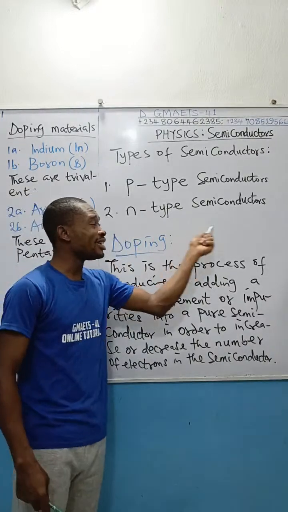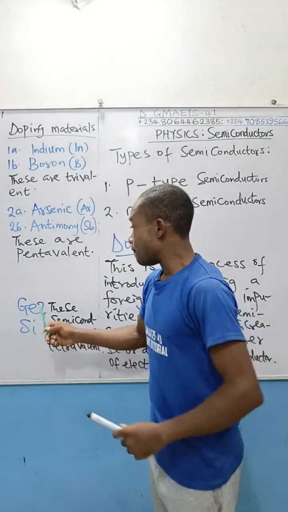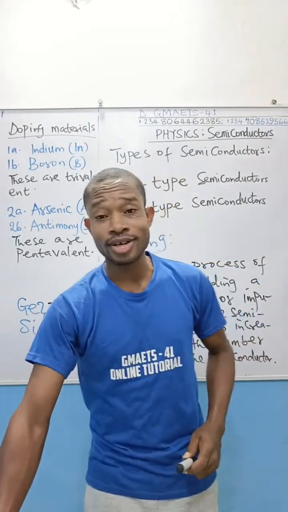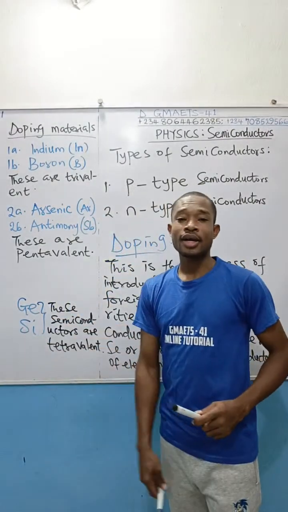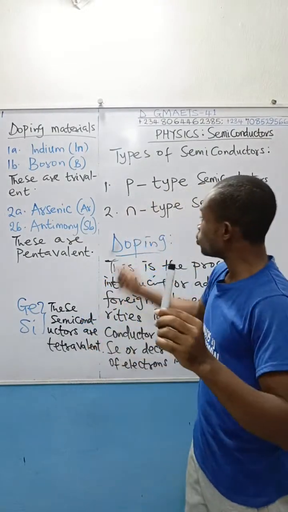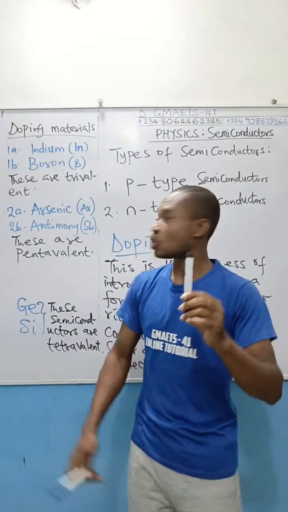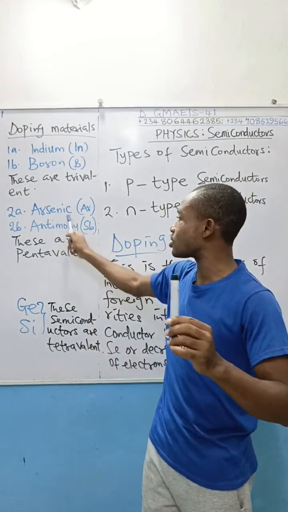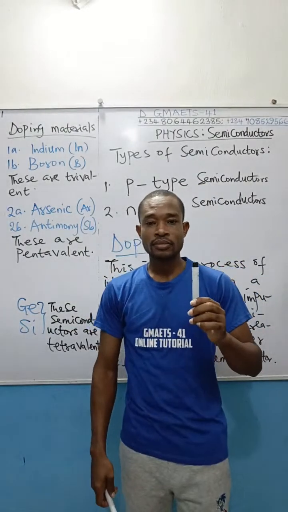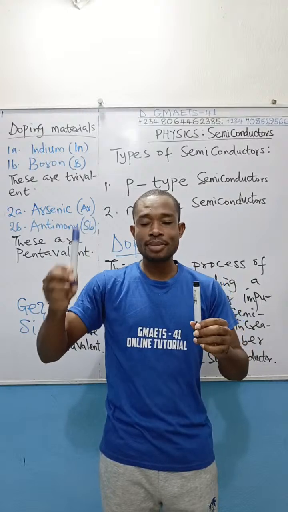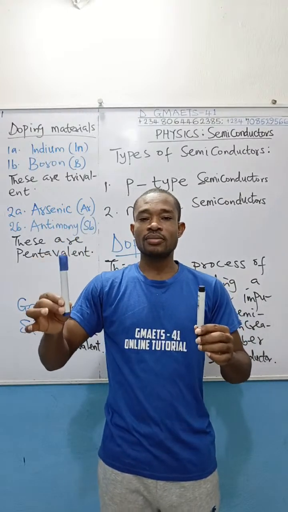That takes us to N-type semiconductors. Back to this guy again. This is our pure semiconductor, tetravalent. You want to form N-type semiconductor. These are the materials you use to form N-type semiconductor: arsenic and antimony, any one of them. So let me take this blue marker to be the antimony or the arsenic.